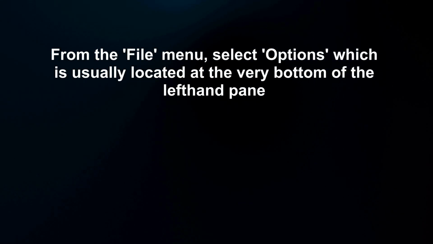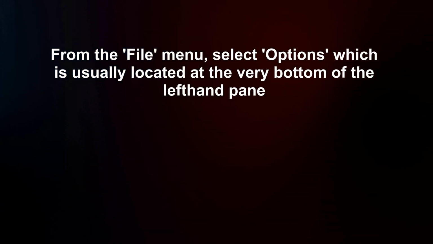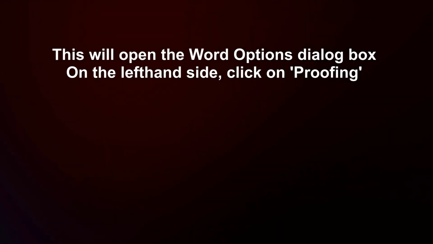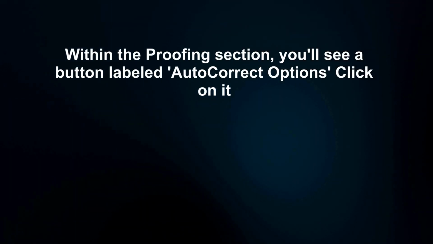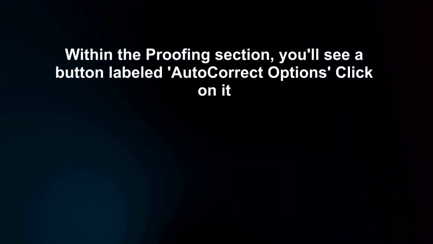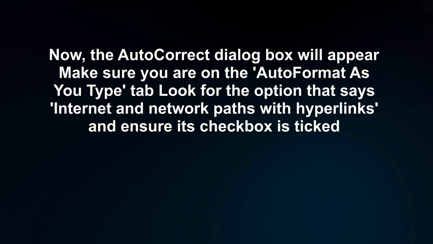From the File menu, select Options, which is usually located at the very bottom of the left-hand pane. This will open the Word Options dialog box. Click on Proofing. Within the Proofing section, you'll see a button labeled AutoCorrect Options. Click on it. Now, the AutoCorrect dialog box will appear.